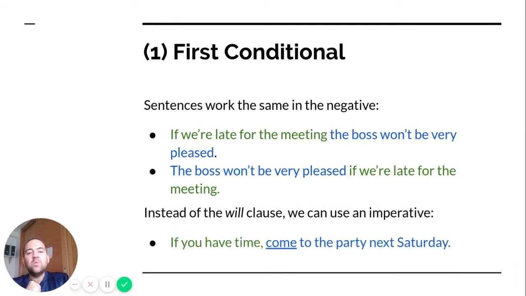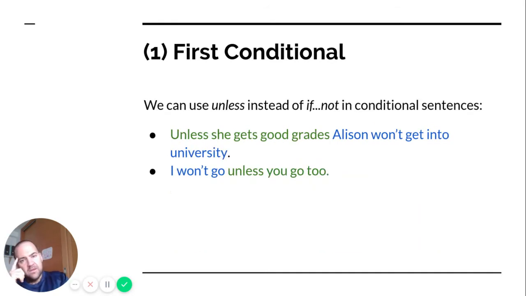Instead of will, we can use a verb in the imperative, okay? So the imperative is like what we use when we're giving orders. Come, sit, read, okay? That is the imperative. If you have time, come to the party next Saturday, okay? Is this person going to come? Well, I'm telling them if you have time. I'm letting that person decide if they have time or not. If you have time, come to the party, okay?